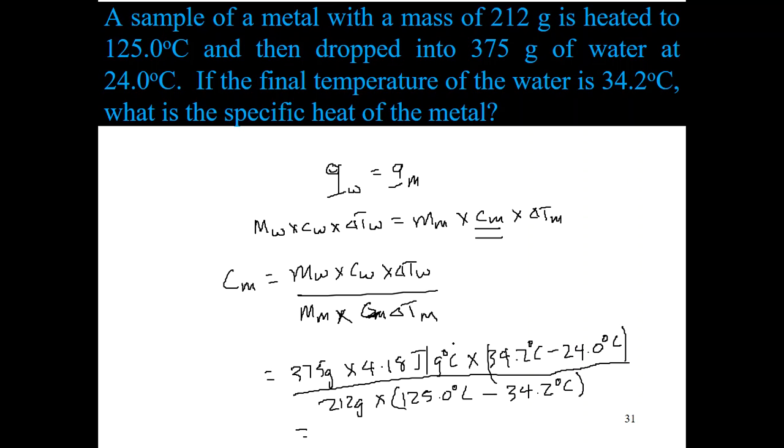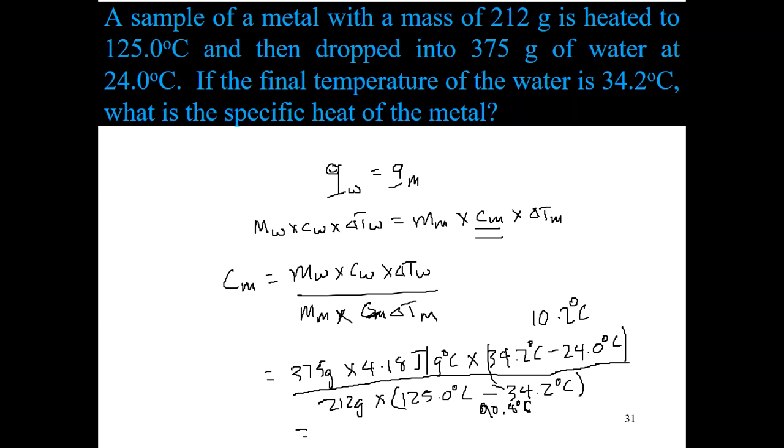All we have to do is use our calculator. Of course, we have to work out what's within the parentheses first, so let me do that now. 34.2 minus 24.0. So that part is equal to 10.2 degrees Celsius here. And then down here we have 125 minus 34.2. And that part is equal to 90.8 degrees Celsius.